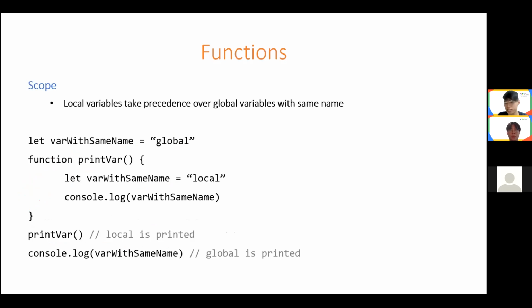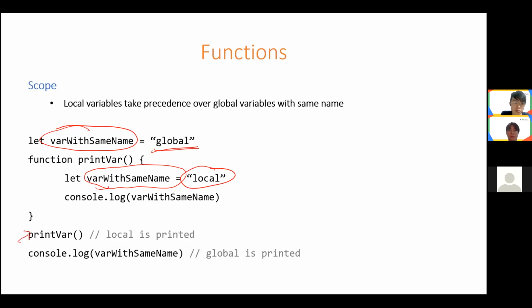So let's try to mix them together. So it's possible to have both local and global variables with the same name. So when you do this, the local variable will take precedence over the global variable. So local will come first. So you see, I have a global variable called var with same name. I give it a string value of global. Inside this function, print var, I have a local variable with the exact same name, var with same name. And I give it a value of local. And then in this function, I log the var with same name out.